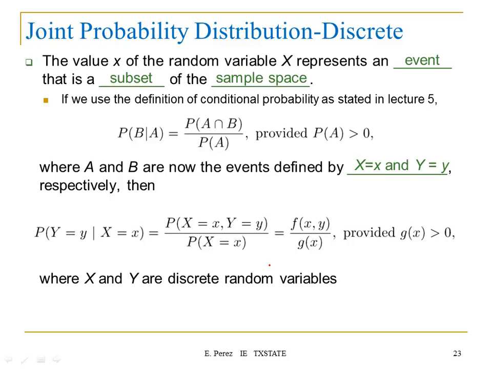In that same line, if you state the conditional probability of y equals a value of y, given that you know the value of x, this is the same expression, but now you have the joint density function or the joint probability distribution as your numerator and the marginal of this random variable as your denominator. So the intersection is now represented by the joint density function or the joint probability distribution, where x and y are discrete random variables.